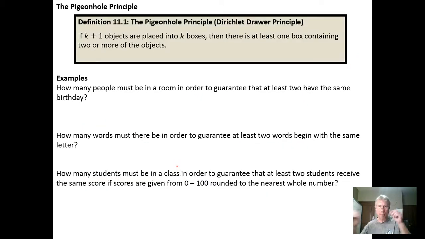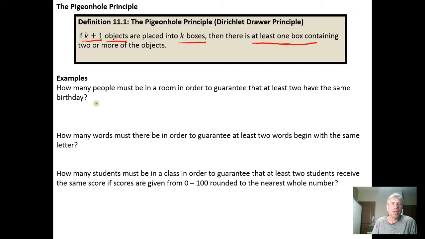So the pigeonhole principle, if we think about it abstractly and write up a nice definition for it, we say, suppose we have k plus 1 objects, and we're going to distribute those k plus 1 objects into k boxes. Then there has to be at least one box, at least one, that contains 2 or more of the objects.